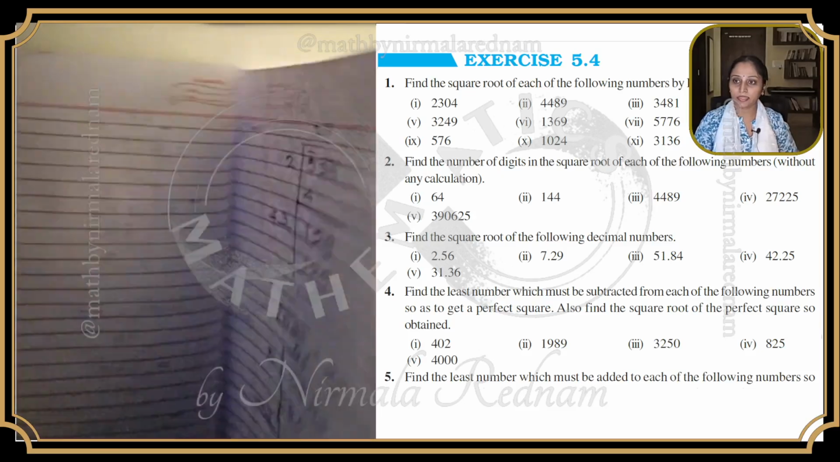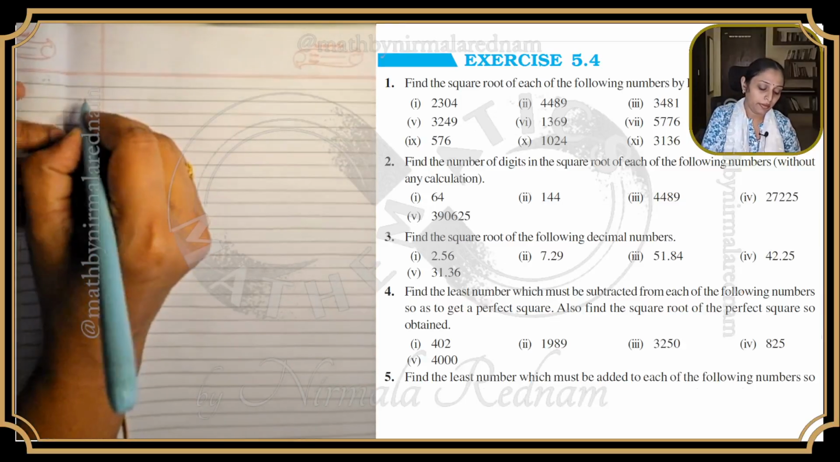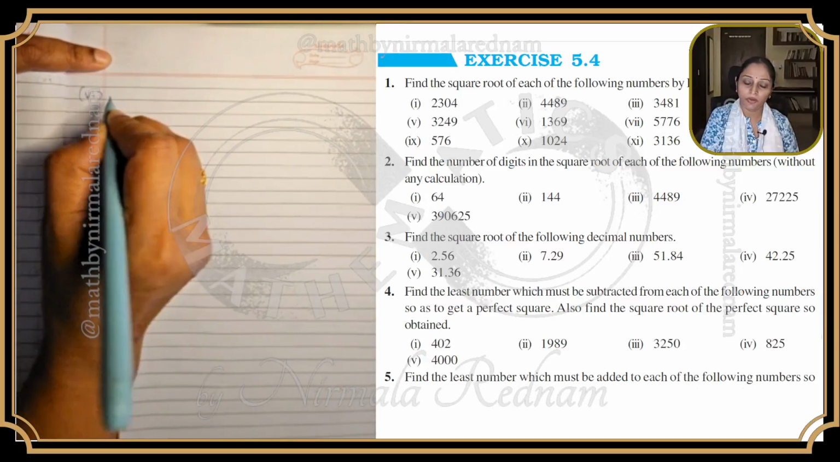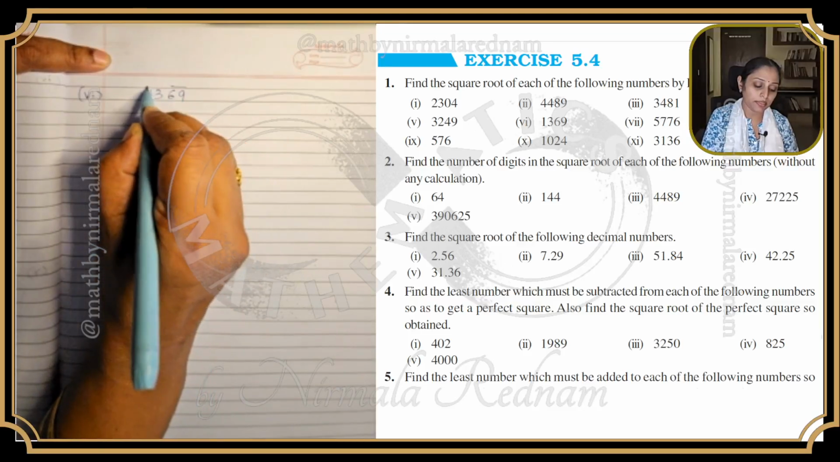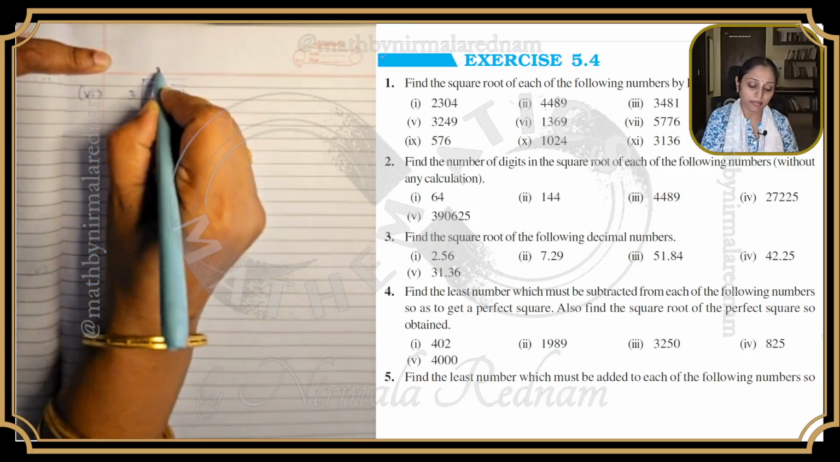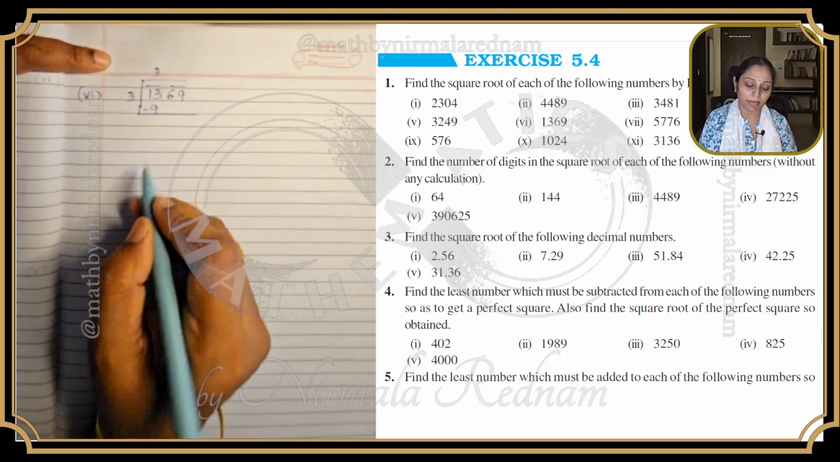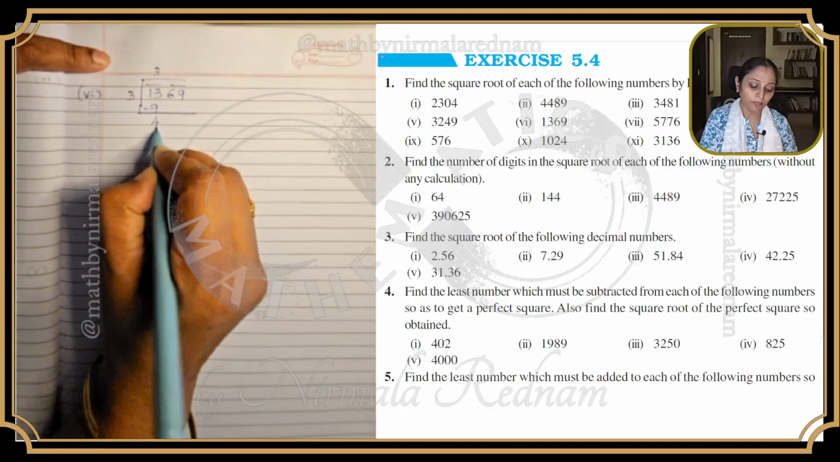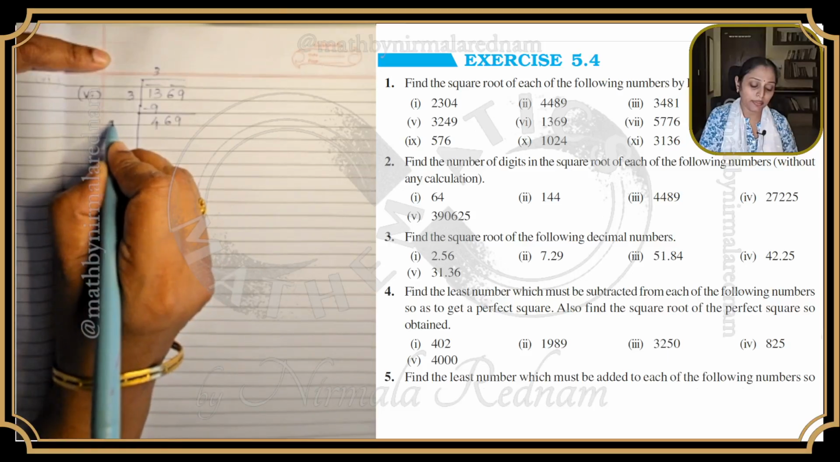Let's go to the sixth question. Sixth question I have 1369. Put the bars. 13. The closest is 9. 3 square is 9. Correct? And if I take the subtraction, I'm going to get 4. 469. Right? And twice of 3 is 6.